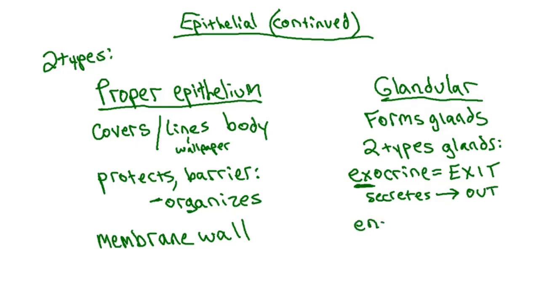And then there's endocrine. Endo, I always think indoor, that goes to a duct inside. So endocrine secretes stuff that stays inside of your body, and it goes through a duct to go somewhere else.